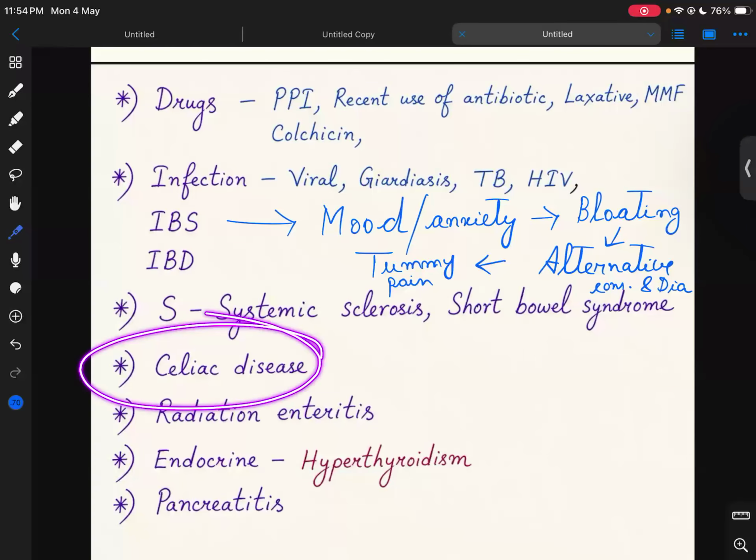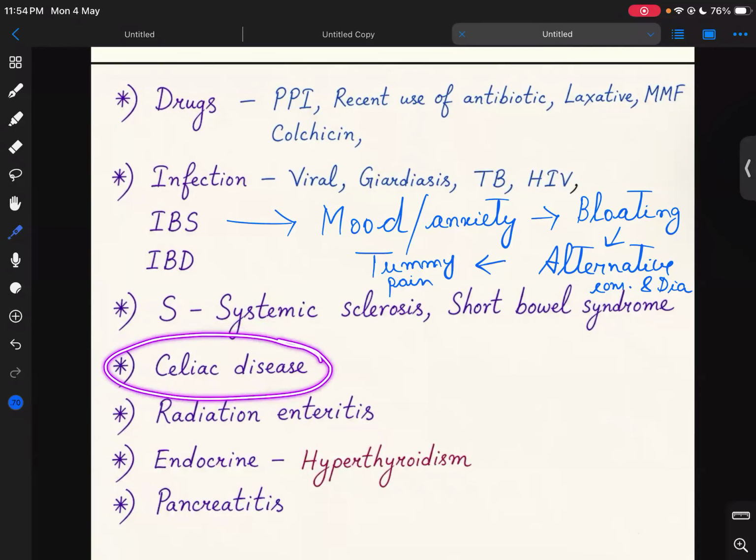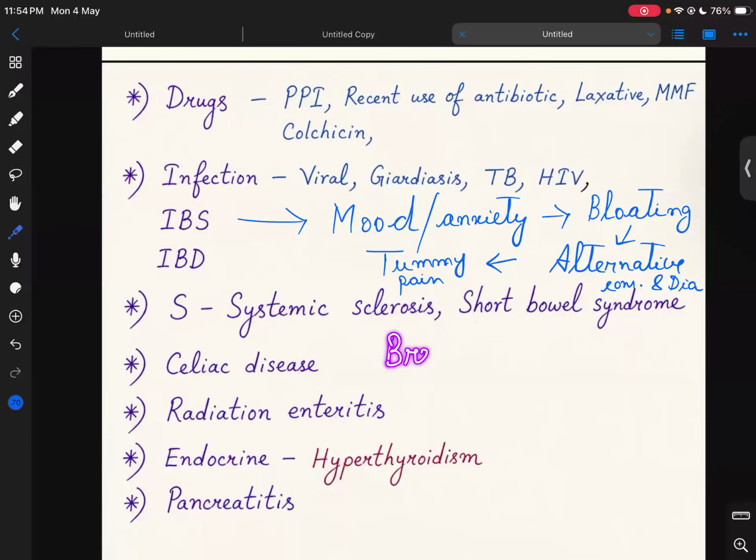Then come to the celiac disease. In perspective of the UK, any young patient presenting with chronic diarrhea, we have to rule out celiac disease, even if the patient does not complain of any relation to the food containing gluten. To rule it out, we have to ask, have you noticed any relation to any particular food like bread, pasta, or barley? This is the usual question.